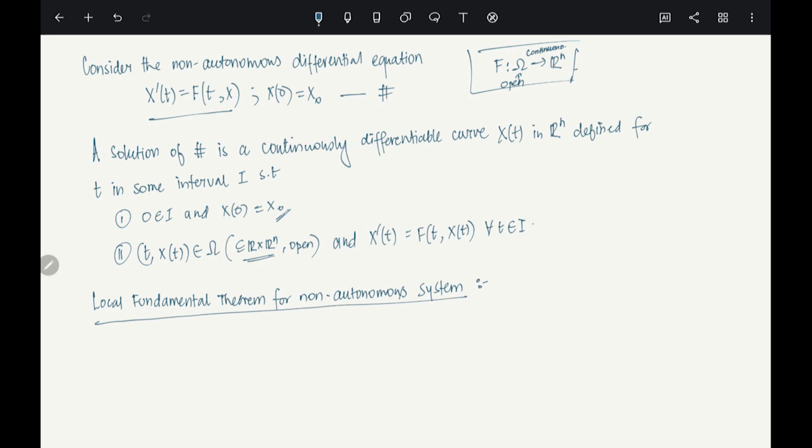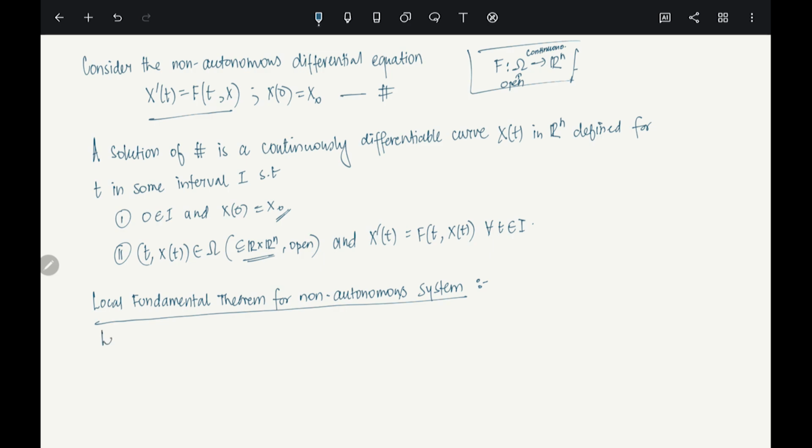This theorem I am not going to prove. First of all, the proof is exactly the same sort of proof which we did for the autonomous system, just an extra variable t is there. So you have to modify it accordingly, but the thing is this is exactly the same, so I am not doing it. Please do it for yourself. You have to check that part. Okay, so what does the theorem say?